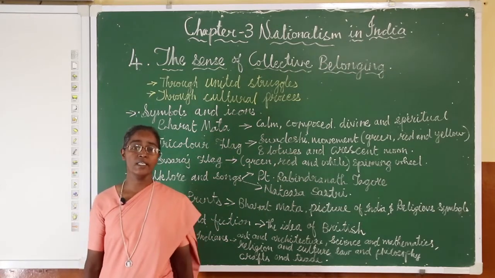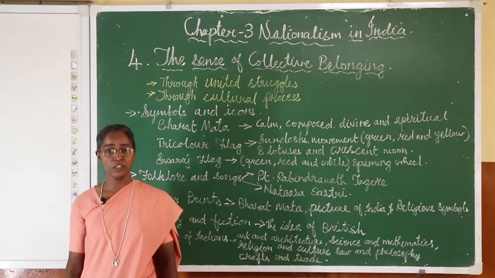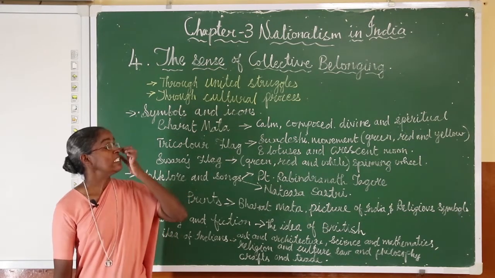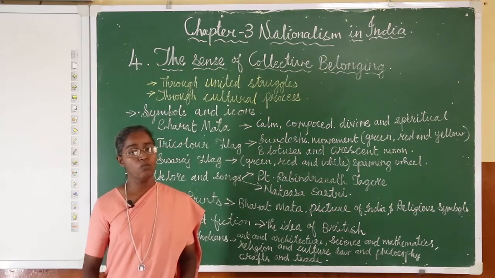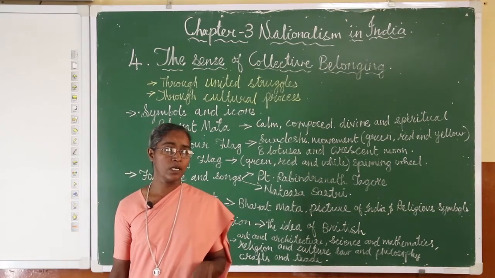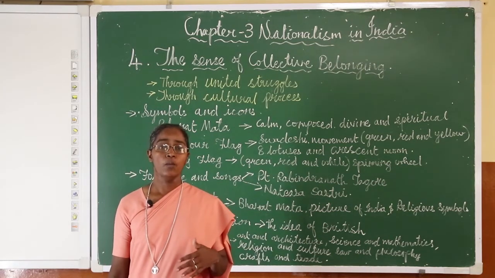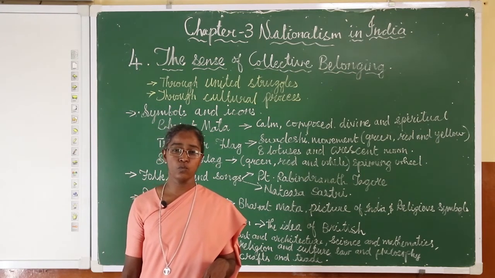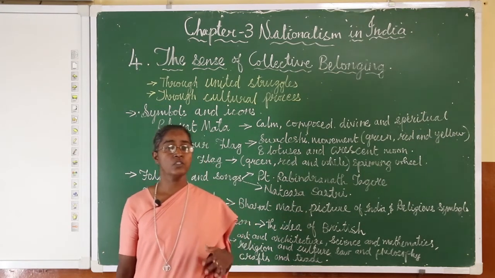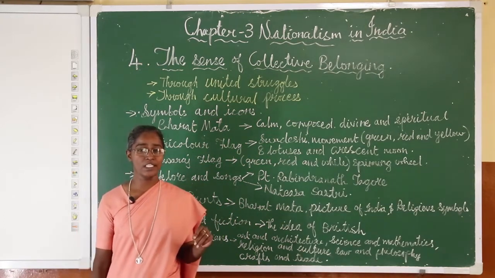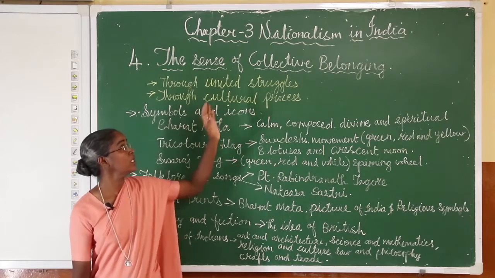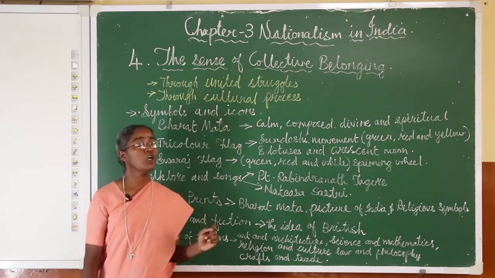Today we are going to learn the last topic from chapter 3, Nationalism in India. The last topic is the sense of collective belonging. In our last classes, we have learned about the civil disobedience movement and the limits of the civil disobedience movement, all those who supported the movement, all those details we have learned. Today in our last topic, what we need to learn is the sense of collective belonging.